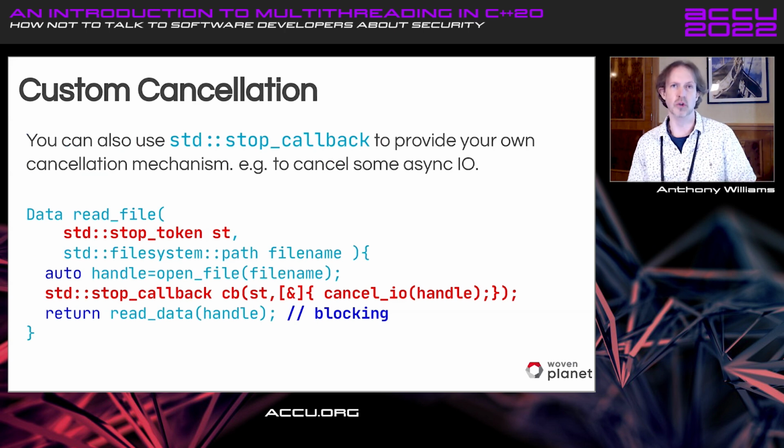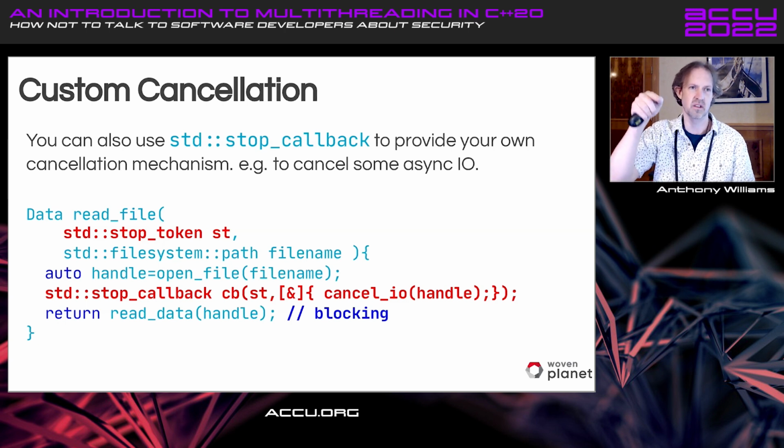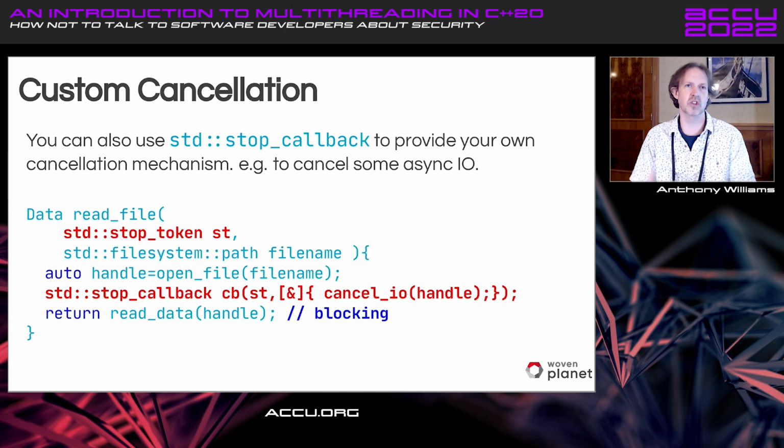You don't have to integrate stop tokens directly into everything in order for this to work. If your library or OS, for whatever facility you're using, has a mechanism of interrupting it, so if, for example, you have an IO mechanism that has a cancel IO function, then you can make that integrate with stop tokens by using a stop callback. So you create your stop callback, give it a stop token and something to run. When another thread makes a request on the source associated with this stop token saying, please stop, then your callback will be run.